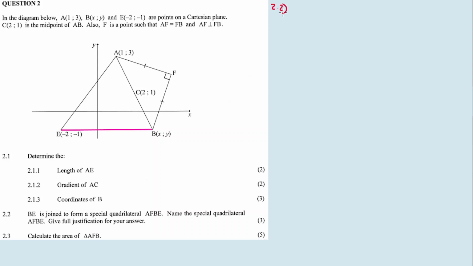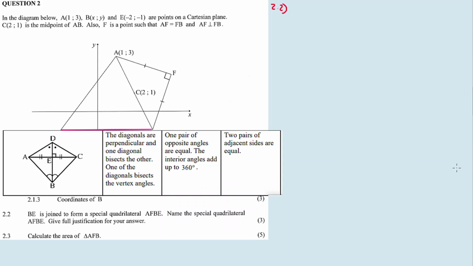2.2 says name the special quadrilateral, right? So first, we identified this quadrilateral as a kite. Now my properties are for a kite. In order to prove a quadrilateral, you need to use its properties. If you want to prove a rhombus, you must know the properties of a rhombus. If you want to prove a parallelogram, you need to know its properties as well, right? So here we have three properties of a kite.